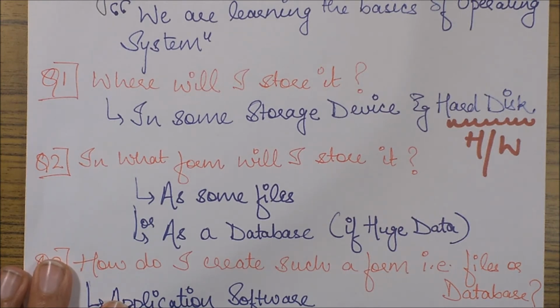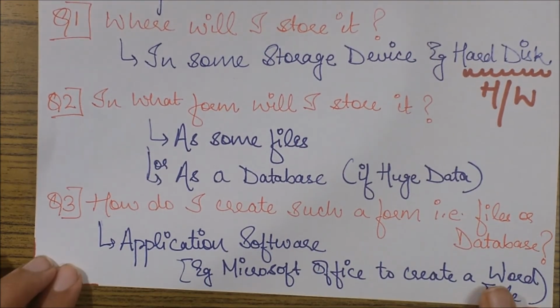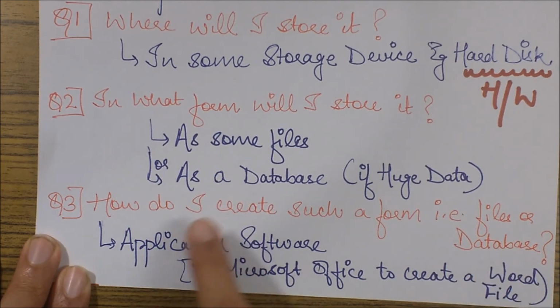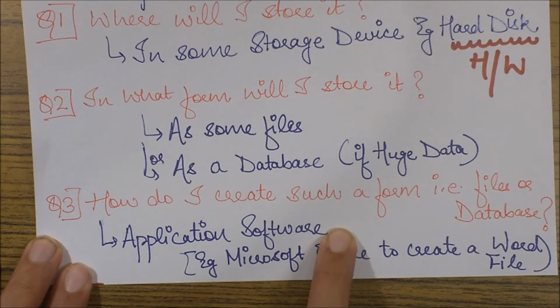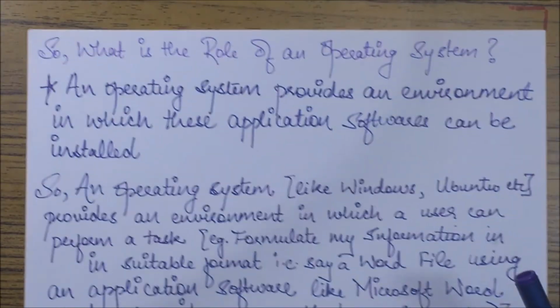Now a file could be a Word file, which can be formed by using an application software, Microsoft Office, Microsoft Word, you can say. So how do I create such a form, that is file or database? I have to use an application software for it, and an example is Microsoft Word to create a Word file. So that means, what is the role of operating system then?